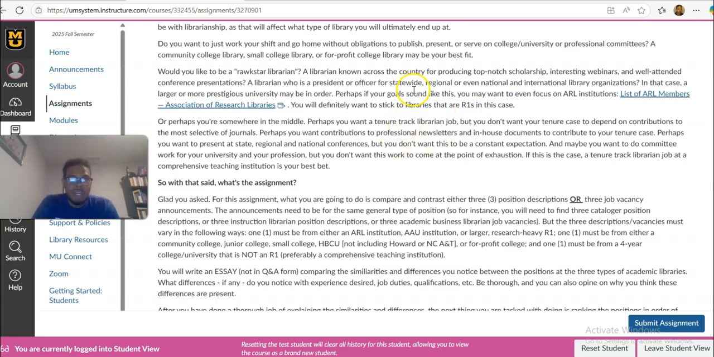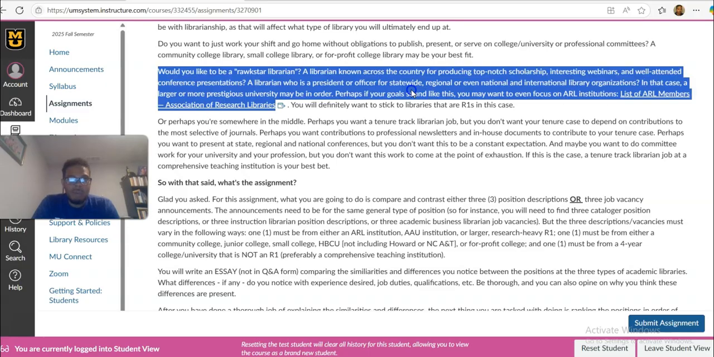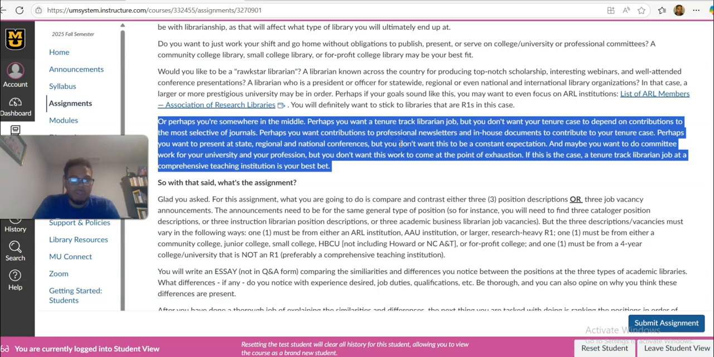And then you're probably going to get a tenure track job there, and the stuff you do to get tenure will probably need to be actual research. Or you can be somewhere in the middle, and maybe you want a tenure track job, but maybe your tenure case wouldn't depend on contributions to the most selective journals. Maybe your tenure case would just depend on, yes, did you do your work for your library?